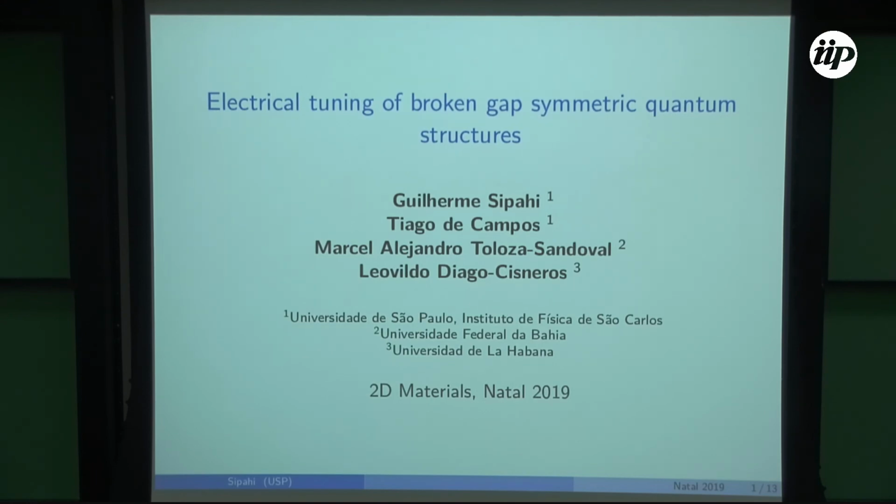Thiago de Campos did most of the work, was my PhD student, moved to work with Igor in Buffalo, and now is back to Brazil, out of academia. Marcelo Alejandro Tolosa Sandoval is presently at the Universidade Federal da Bahia as a postdoc, and Léo Diago Cisneros is from Cuba, helped us, and suggested the material, mostly.